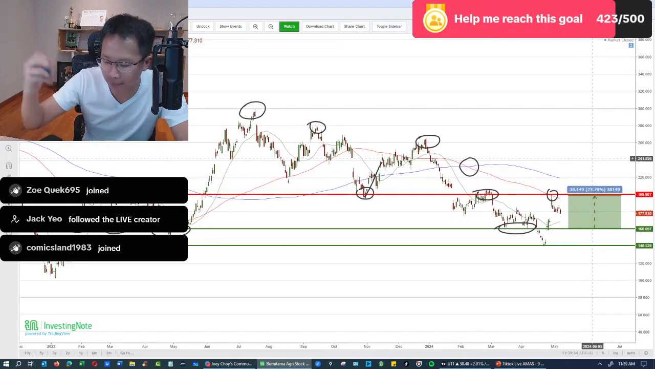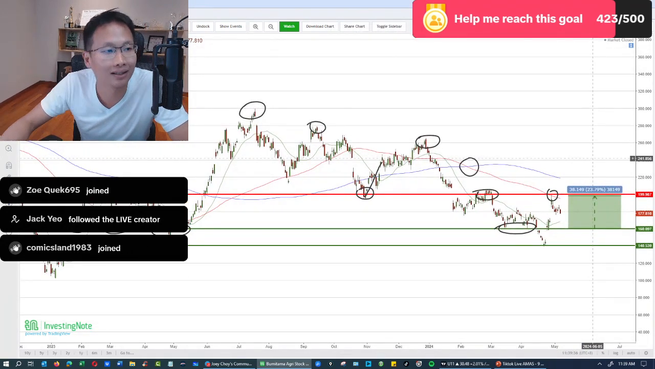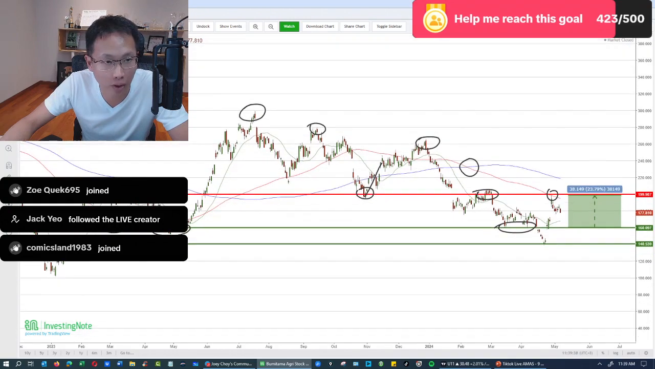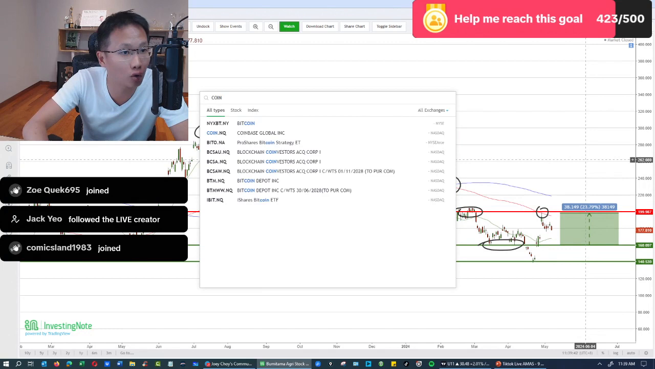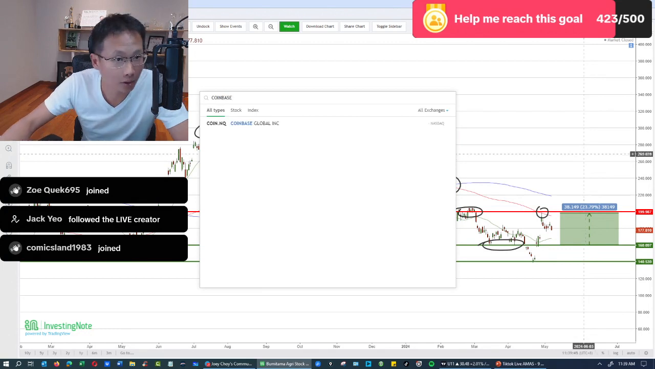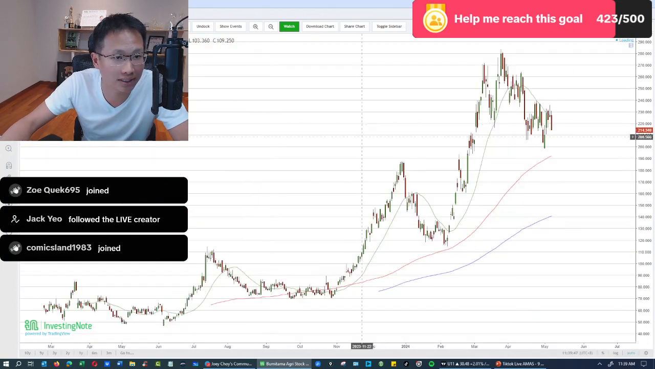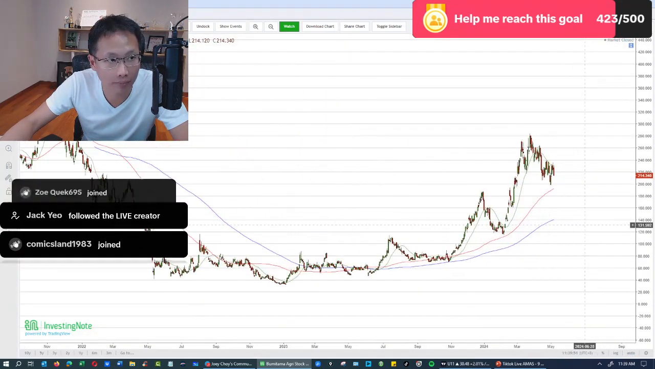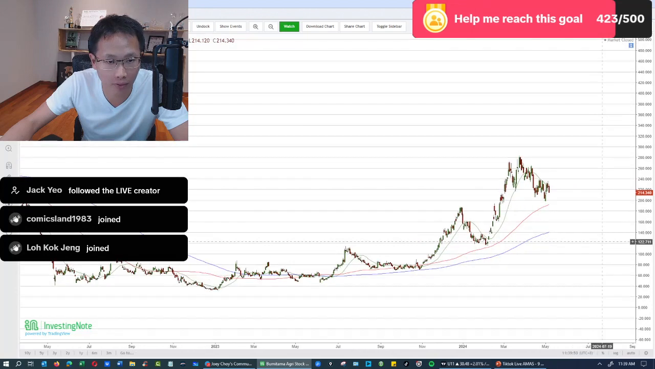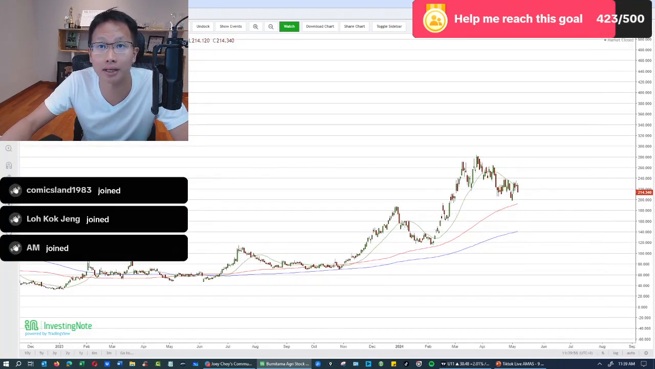So we have covered Apple, Nvidia, and Tesla, right? So we are looking at the US market right now. Let's move on to the next one. We take a look at Coinbase, stock code COIN. Let's take a look at Coinbase. I think it's one of the stocks that a lot of people are asking about, and let's see.